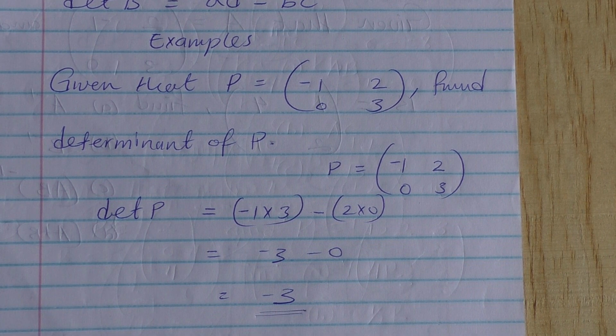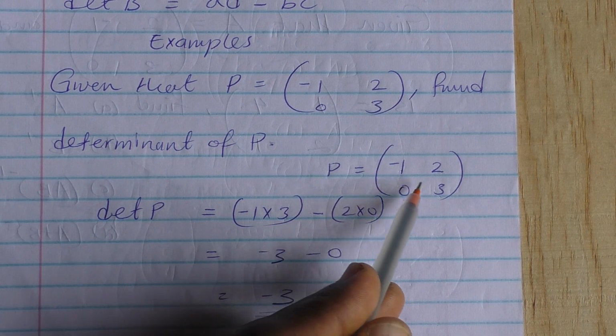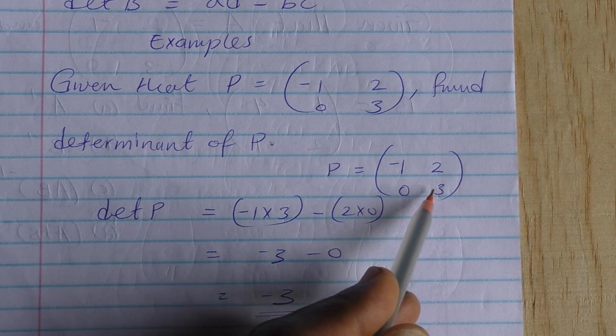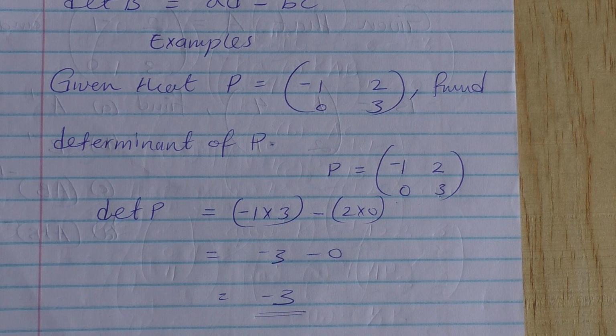So the determinant of a matrix is given by the product of elements in the major minus the product of elements in the minor. That's how we get the determinant.